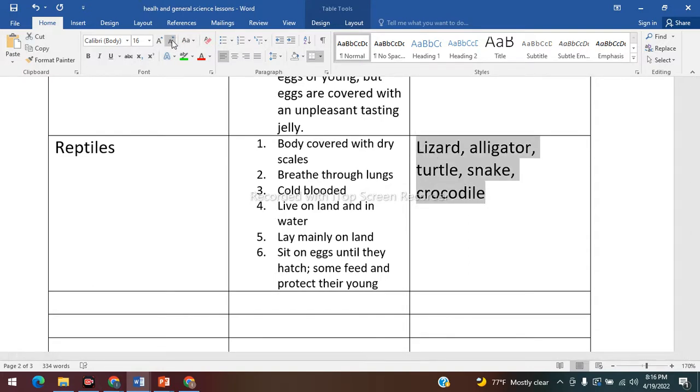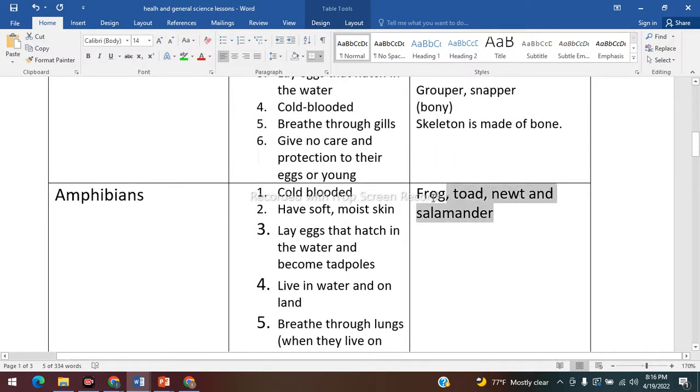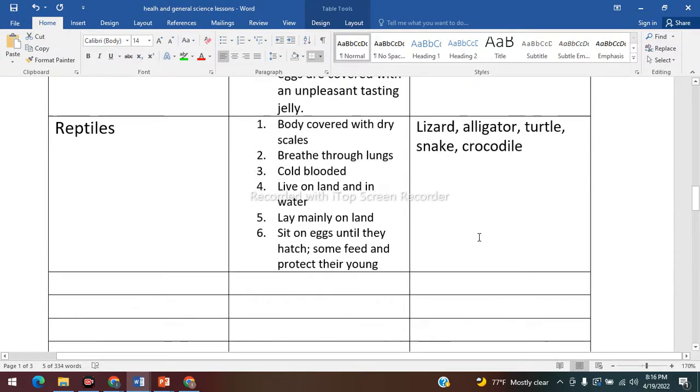No, frogs are not reptiles. Frogs come under amphibians. Remember that. All right, so that's reptiles. Now let's consider birds. That's going to be our next one.